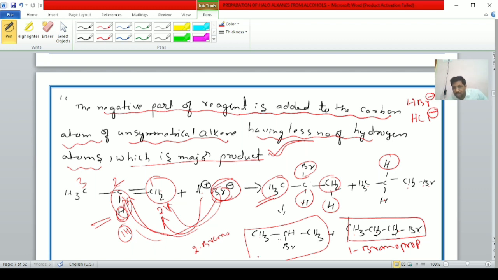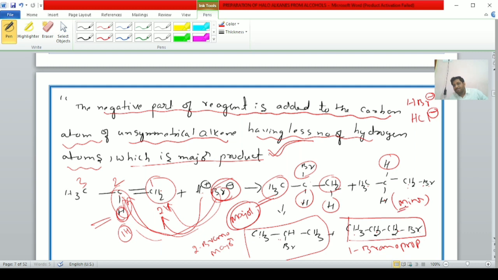Here, according to the concept, it is the major product. Why? Because the negative part of the reagent is added to the carbon atom of the unsymmetrical alkene having the lesser number of hydrogen atoms, which is the major product. Here, what is the major product? 2-bromopropane is the major product because Br minus is added to the second carbon atom. Hence, it is the major product, and the other is the minor product.